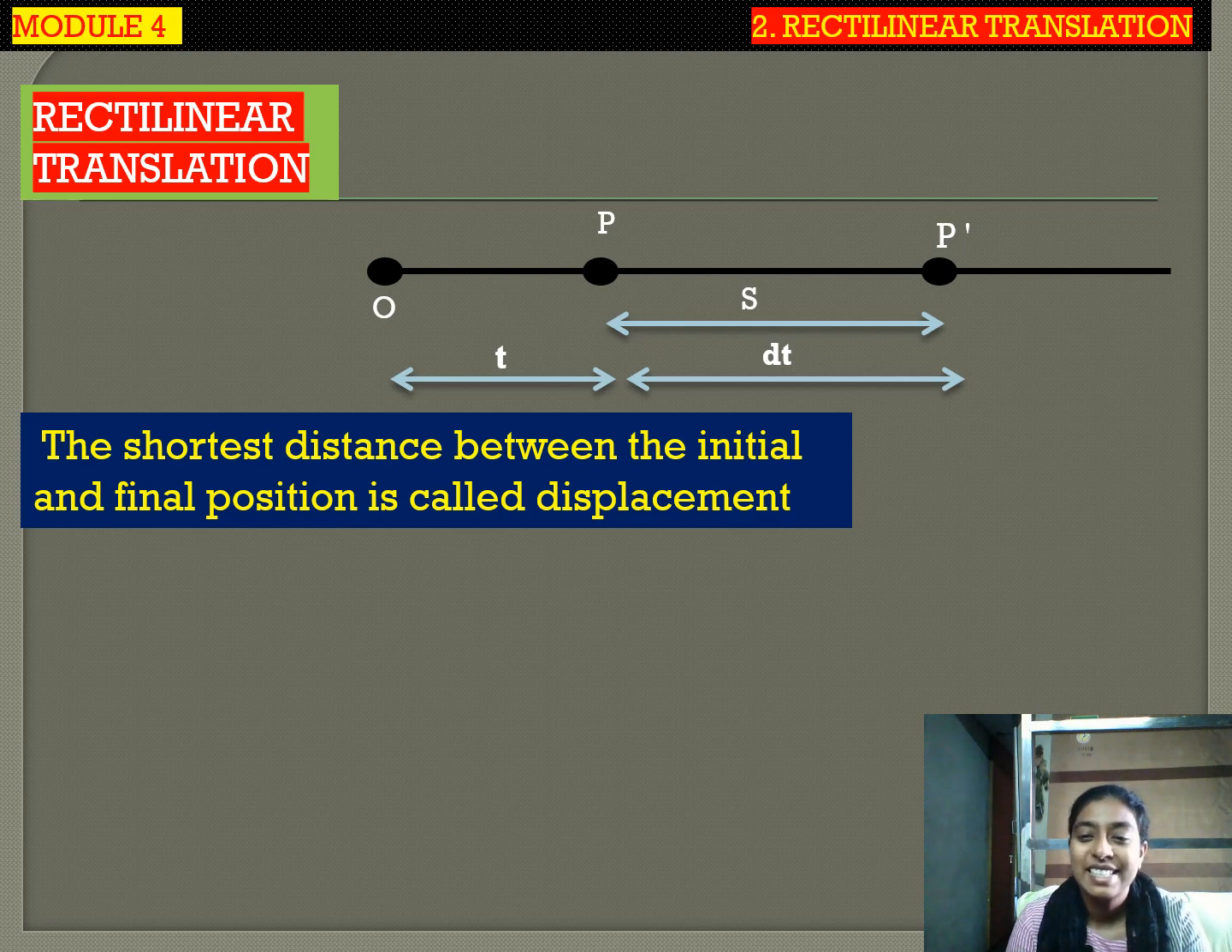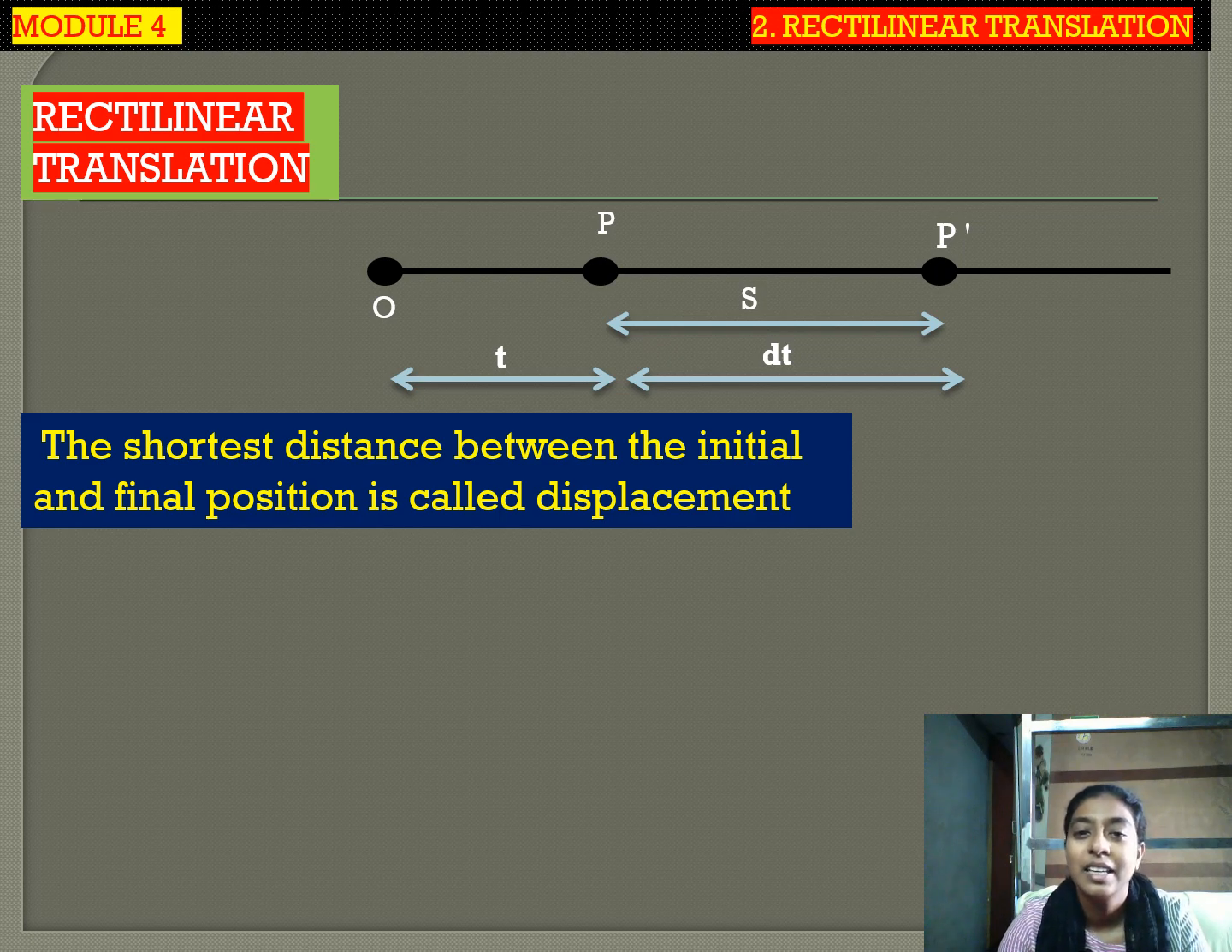Now what is rectilinear motion? So the path travelled by the particle will be a straight line. I repeat, the path travelled by the particle will be a straight line.